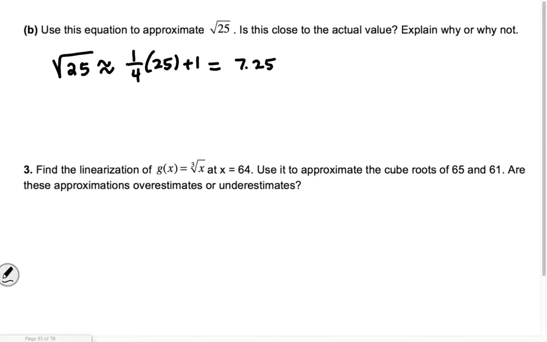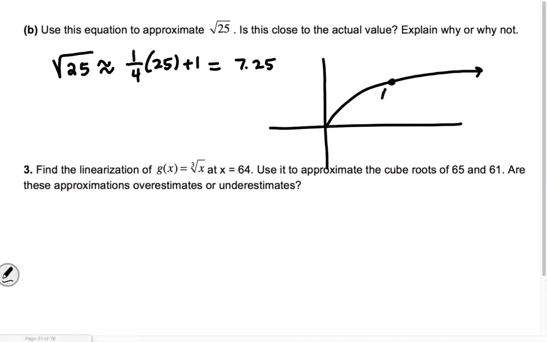Okay, so what's wrong? I need to use a different point, because that point 4, 2 is not helping me with way over here with 25. That's even further out than 25. Because what's happening is we get this equation of a tangent line, and you're going to be way off the further out you are. Does it make sense? So this is why our points have to be really close to the value. So is it close to the actual value? No.